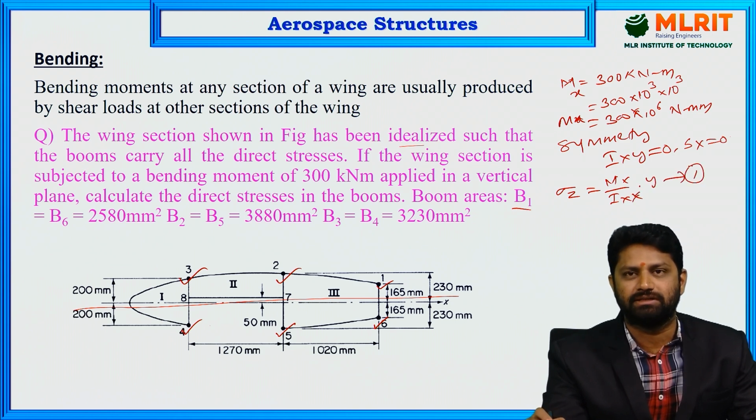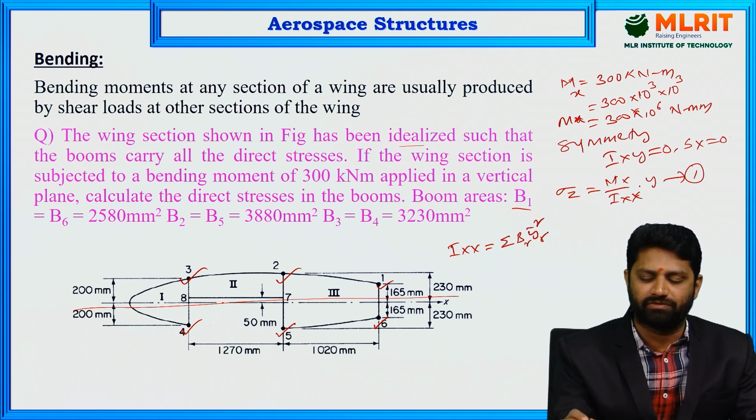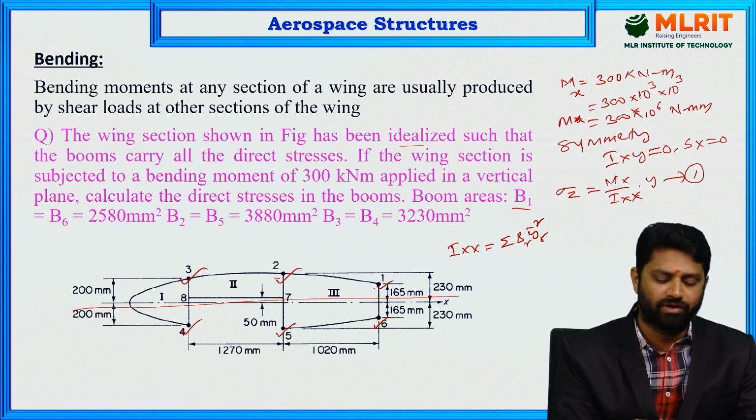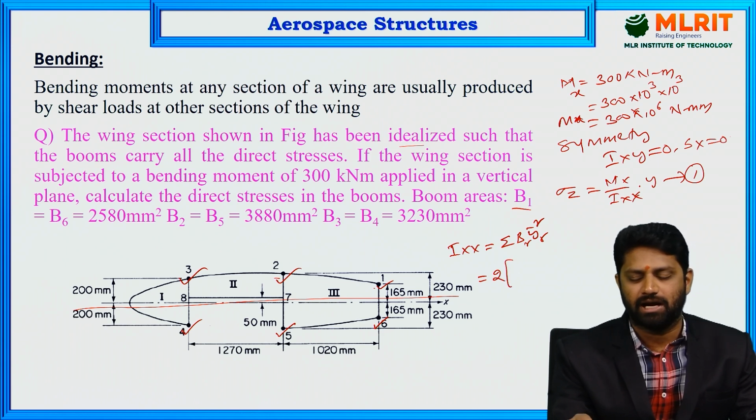You can consider this as the first equation. Now for this question, you need to calculate the moment of inertia. How can the moment of inertia be calculated? Moment of inertia is nothing but the summation of Br into yr square. Now we have 1, 2, 3, 4, 5, 6 booms. So you can calculate the moment of inertia for the upper half of the section and multiply by 2, so that you get it for all 6 booms.